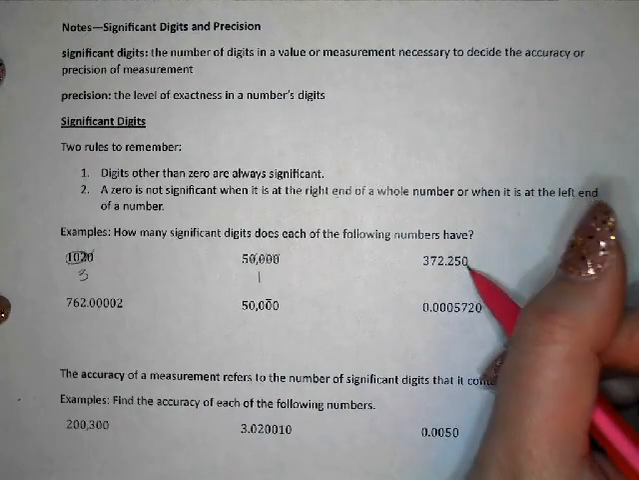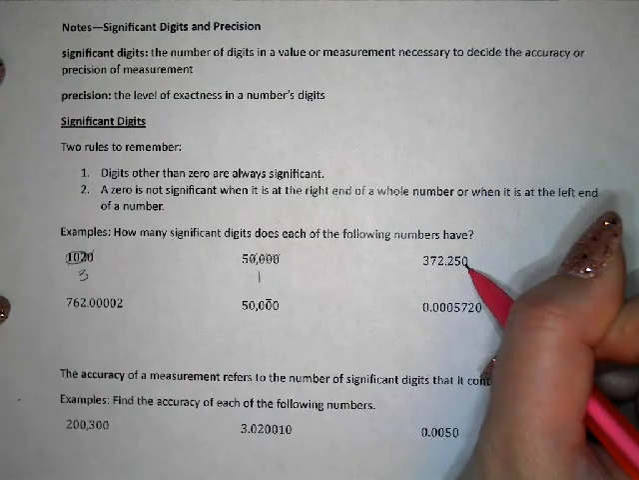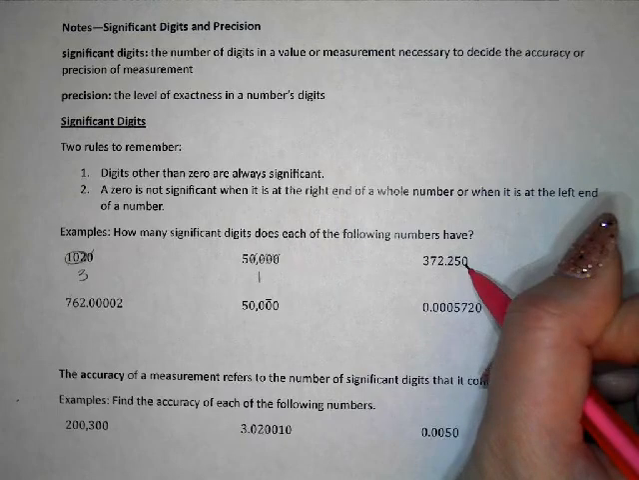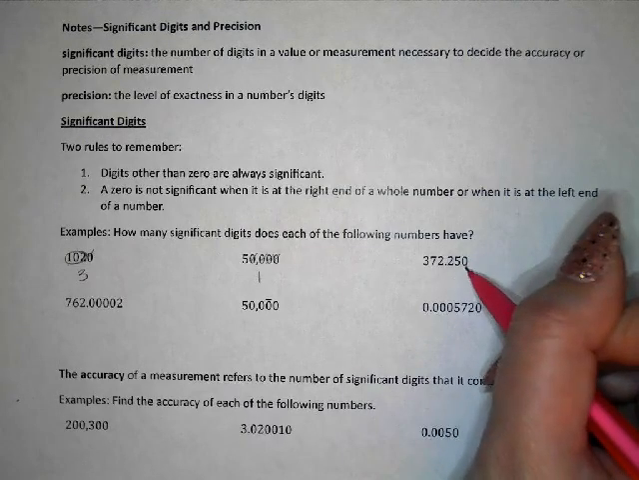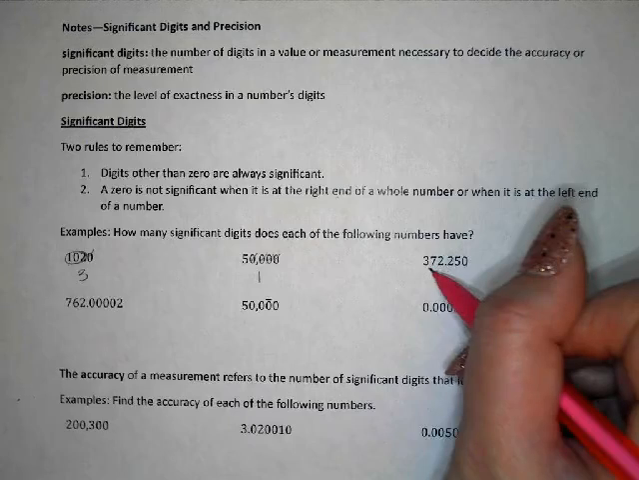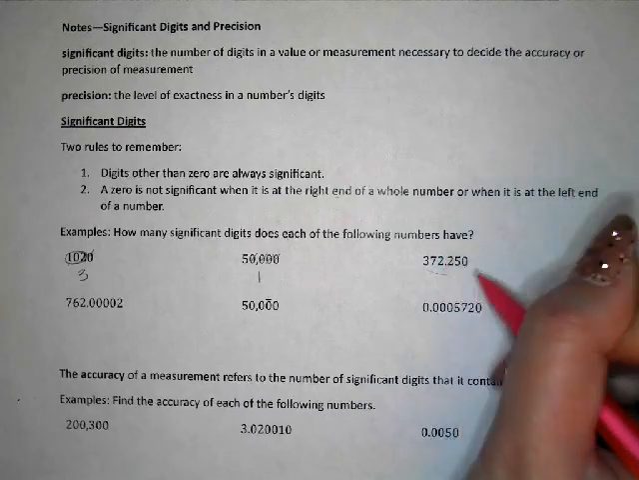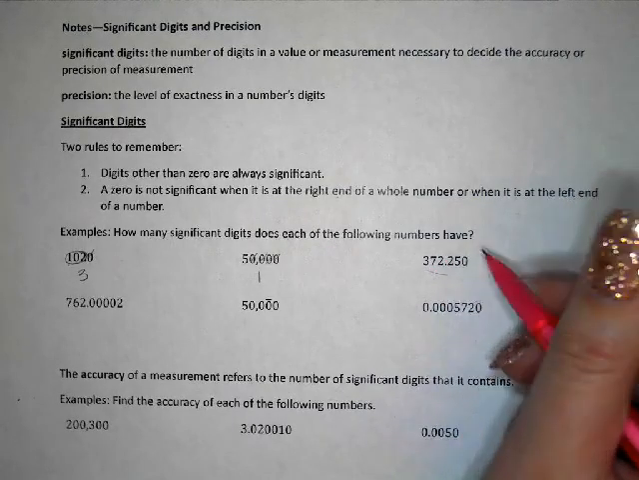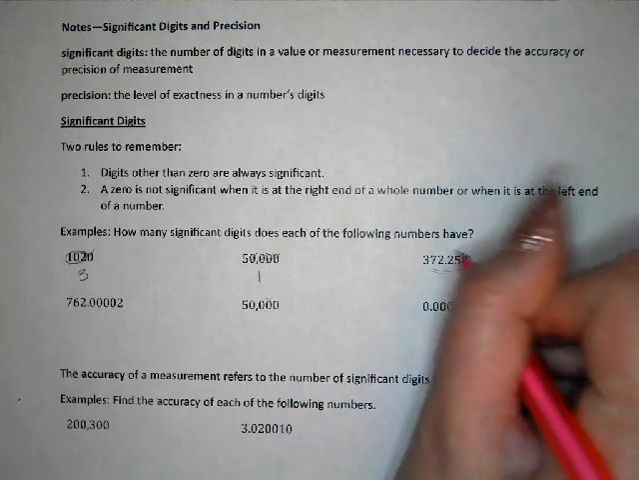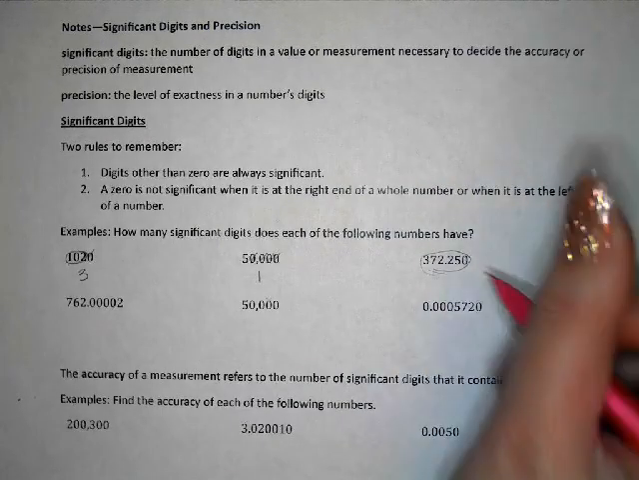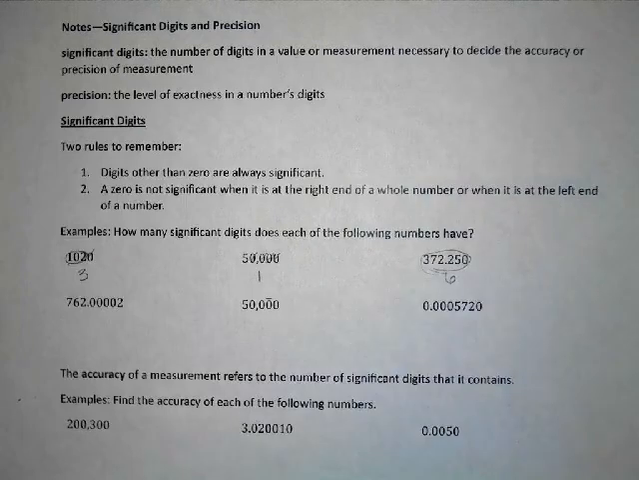Over here, this 0 is on the end, but it's not on the end of a whole number. So that means in this situation, it would be considered significant. All of these other numbers are also significant because they're not 0. So here, all of the numbers are considered significant, and we have 6 significant digits.